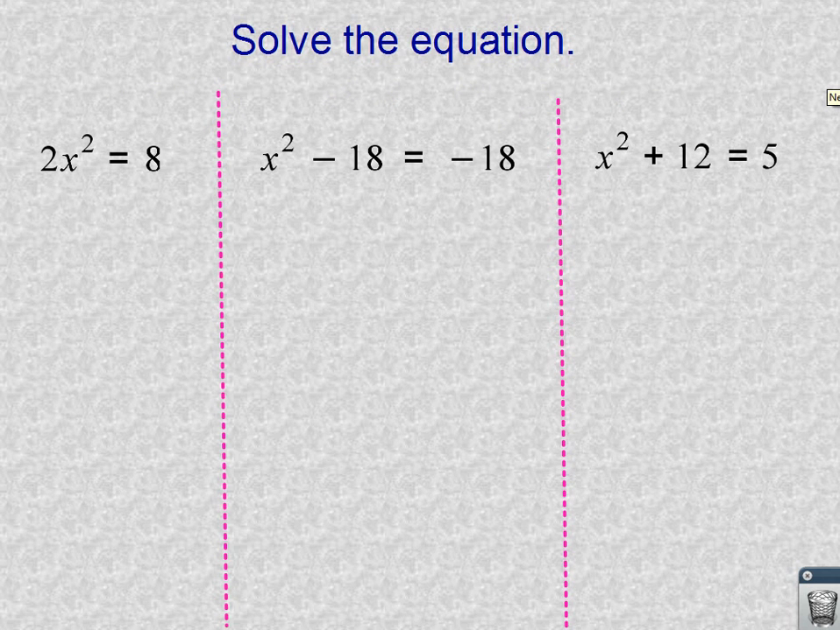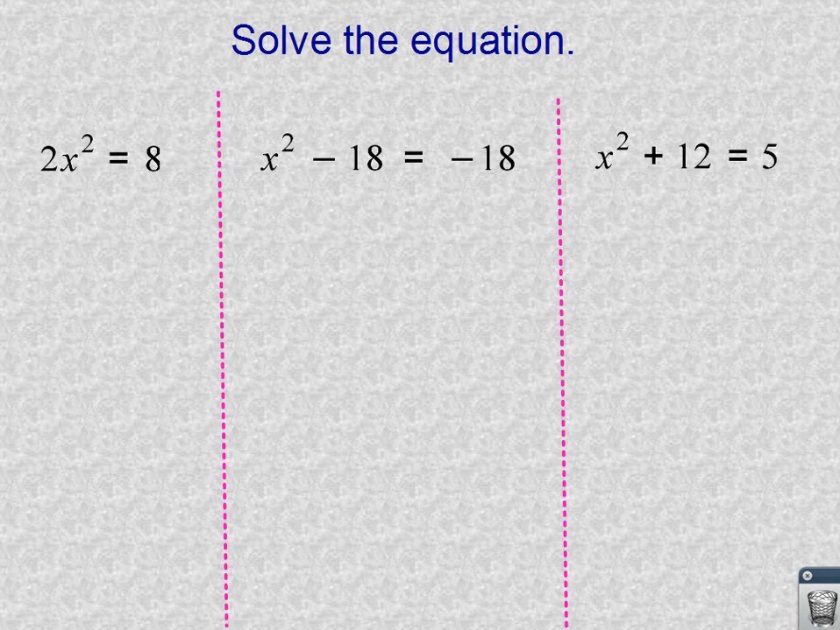Okay, it says solve the equation. I have put a number of examples on here that you might come across, and I didn't put in the directions that we are solving using square roots, but obviously that's the topic of the day. So we're going to solve for x as we always do. We're going to be using the inverse operations.